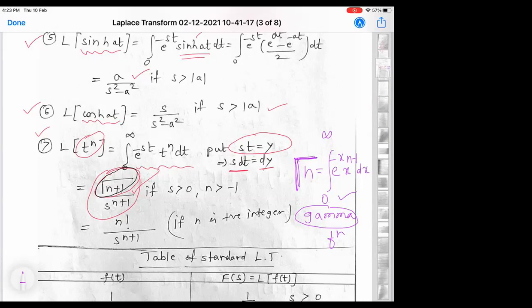And if you substitute this one, st is equal to y, in the integral, this will be converting into this gamma function form, which is gamma n plus 1 upon s raised to n plus 1. So this you have to write down, gamma n plus 1 upon s raised to n plus 1. S is greater than 0 and n is greater than minus 1.